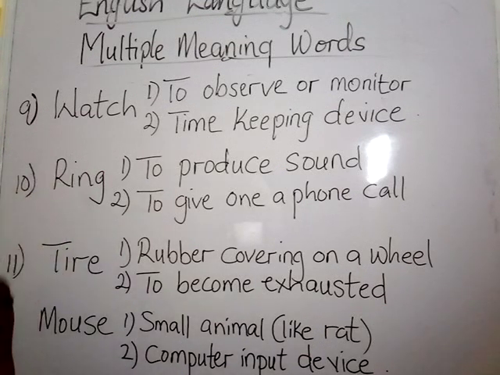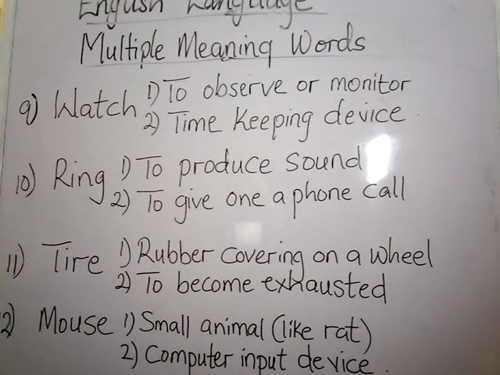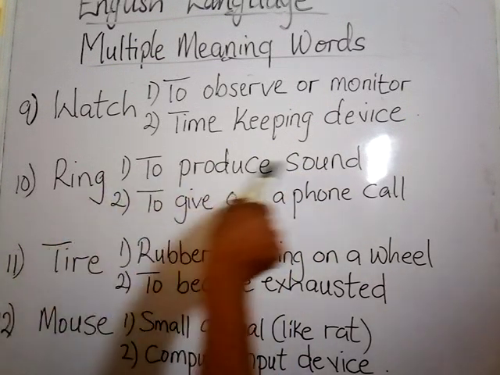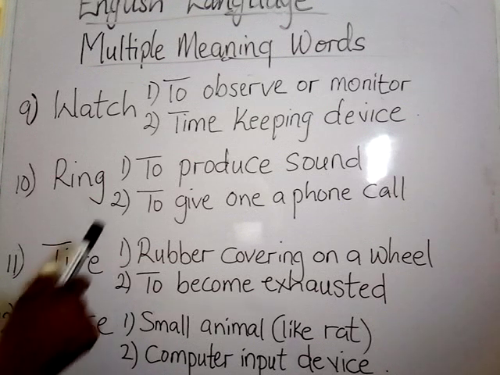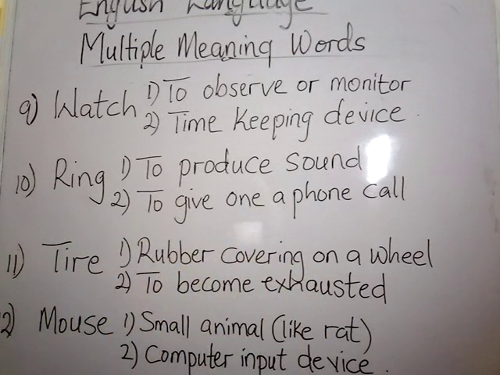The next one here is ring. Ring means to produce sound, like when you ring a bell. Ring the bell, it produces sound. And the second meaning could be to give somebody a call, a phone call, like give me a ring when you get there. Okay, ring can also be a band that you put on your fingers.